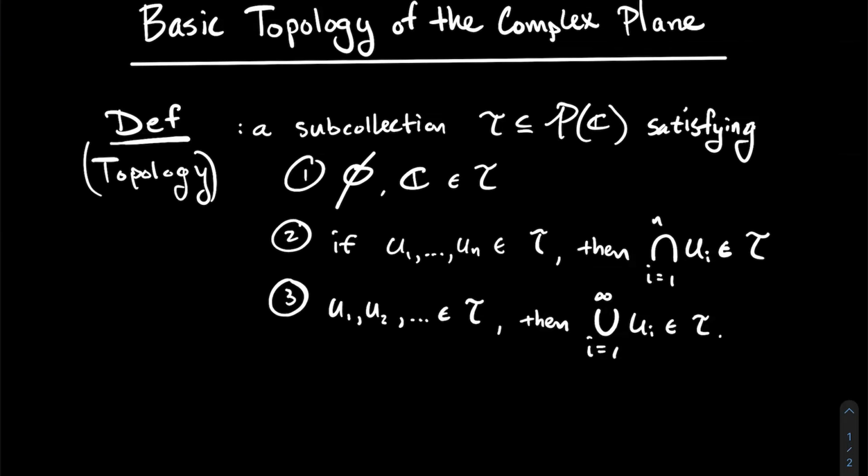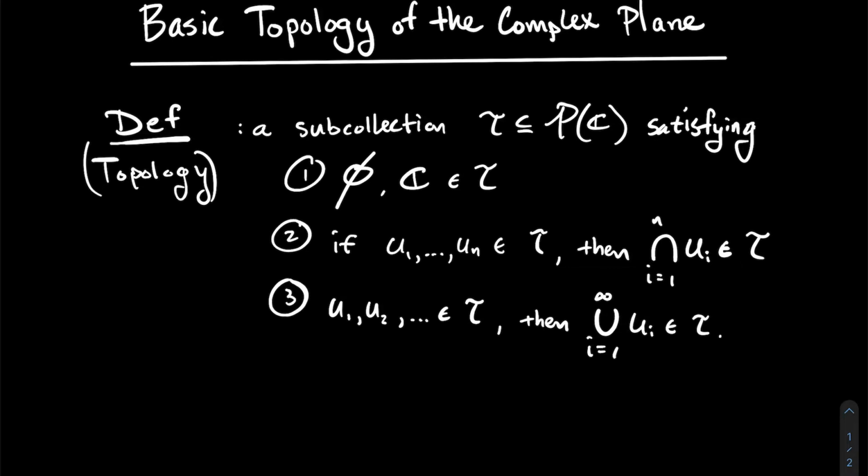Number three, if U1, U2, etc., notice how I'm allowing this list to possibly be infinite. If I have a bunch of things from T, finite or infinite, then their union has to be in T as well. And so T has to be closed under unions of arbitrarily many elements, finite or infinite. So if my subcollection, the way that I chose my subsets of complex numbers, satisfies these three conditions here, then what we're going to say is T is a topology. So that's what it means for T to be a topology.